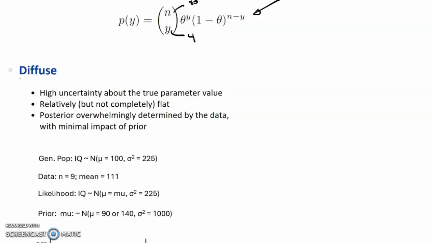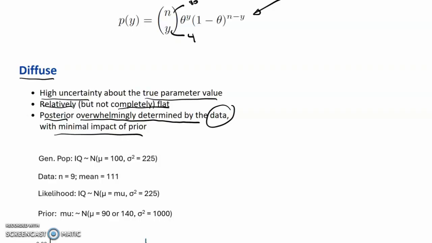Now what I want to do is talk about diffuse priors. And diffuse priors reflect a higher uncertainty about what the true parameter value actually is. They're not completely flat, but they are relatively flat. And as a consequence of being relatively flat, the posterior is going to overwhelmingly be determined by the data. There isn't going to be much effect of whatever it is we choose as our prior.